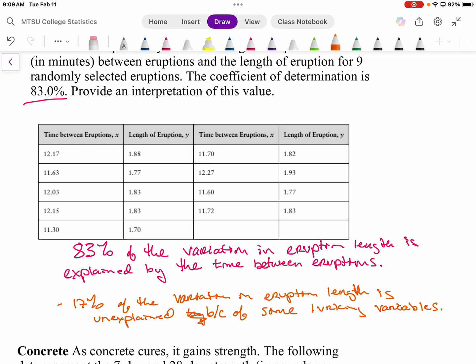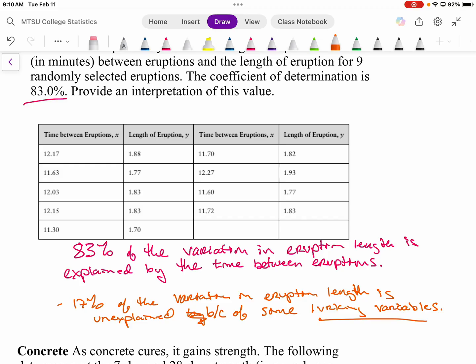Again, we're not geologists in here. I took one class in college on geology, maybe 2. I wouldn't call myself an expert, but there's a lot of stuff that goes into plate tectonics and those kinds of things that would cause our Old Faithful, or in this case this one, to erupt when we look at pressure being built up and so forth. Whatever those are, they're basically our lurking variables. There's other things out there dictating the length of that eruption, not just the time between.